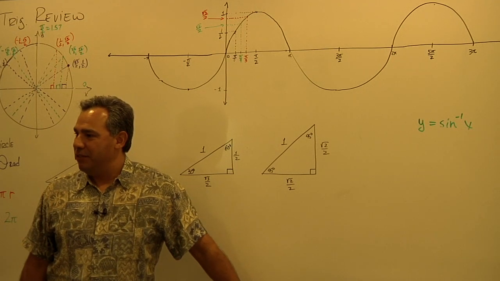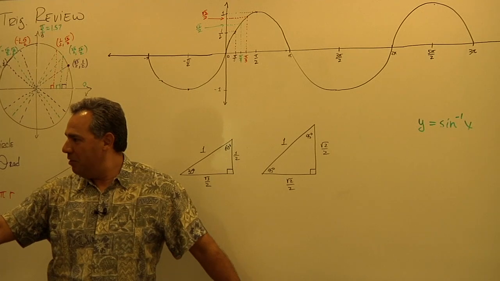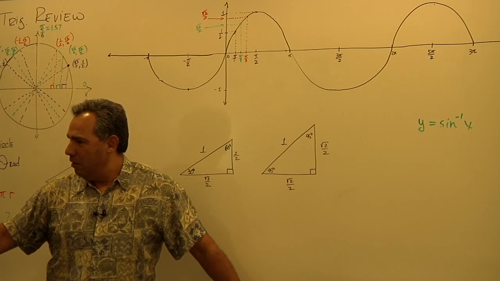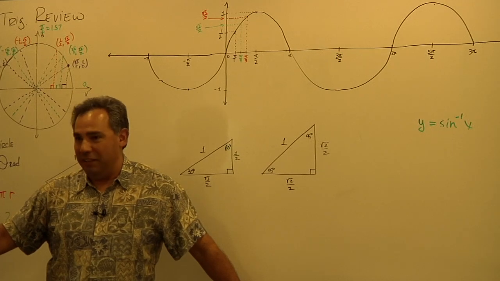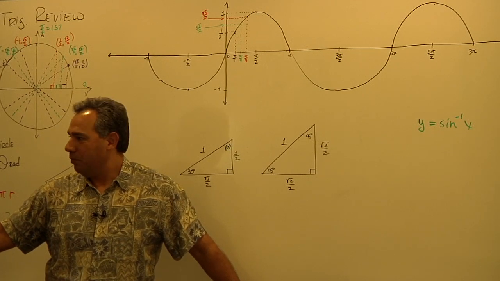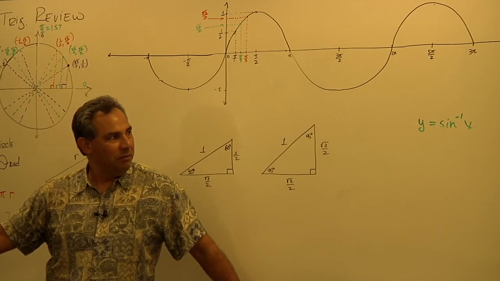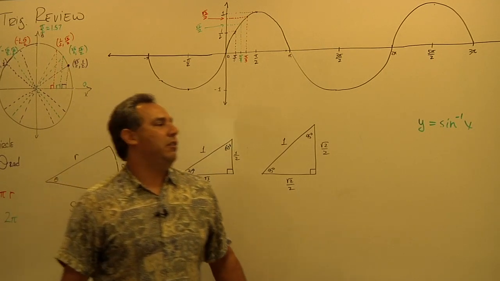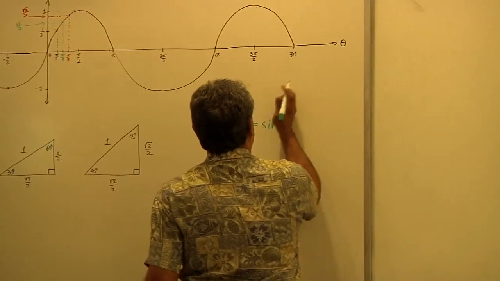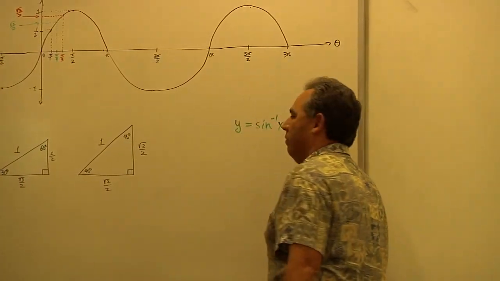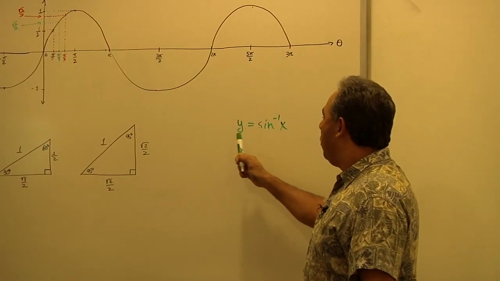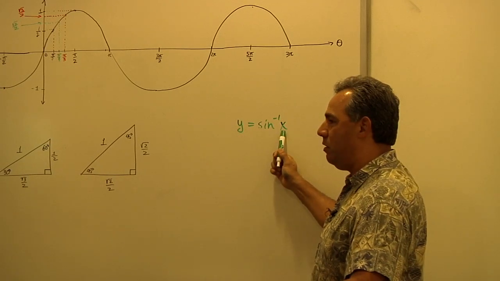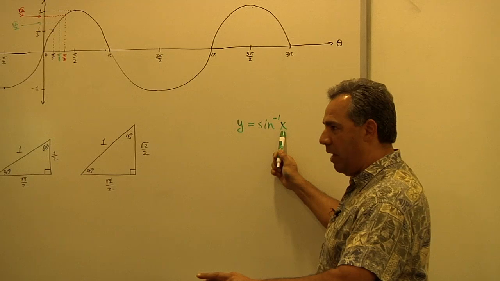Y is the angle, and x is a numeric value between where? Negative 1 and 1, right? Inverse sine of x. X represents, okay, what does y represent? The angle. X represents the numeric value, right?